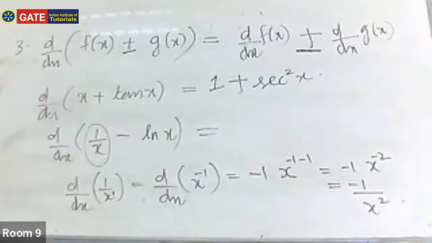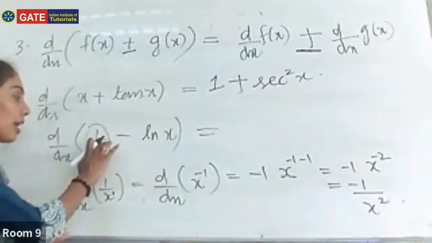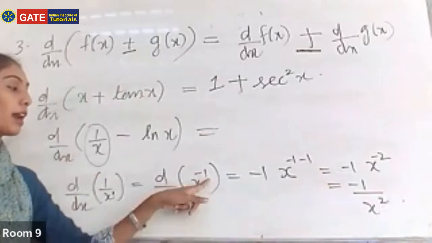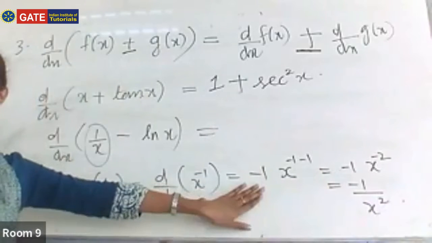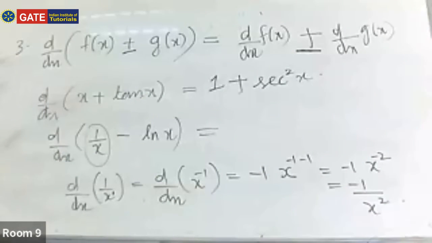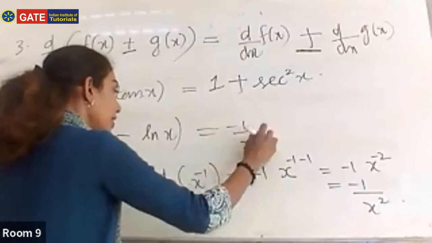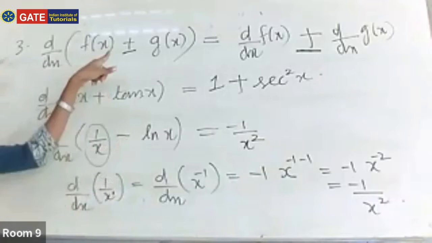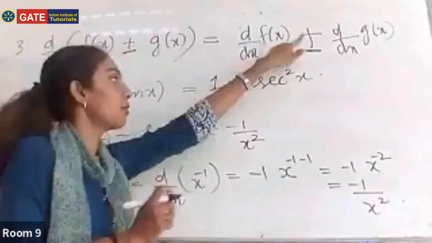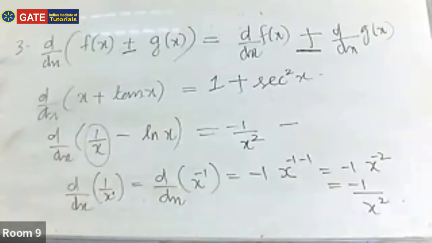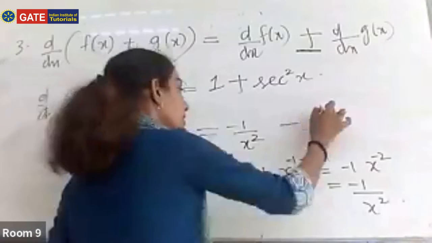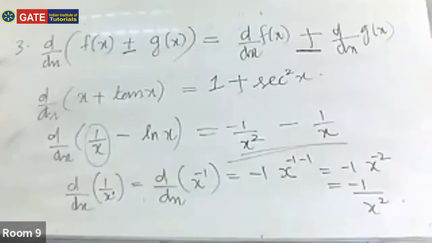You understood that? And if I give 1 by x square, then it will be x to the power minus 2. Then you have to apply that formula and you will get the answer. So the derivative of this is minus 1 by x square. Then here minus is there, so according to the rule, you have to put minus. Then what is the derivative of log x? 1 by x. So this will be the answer there.